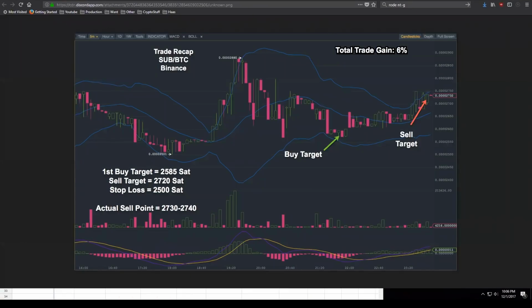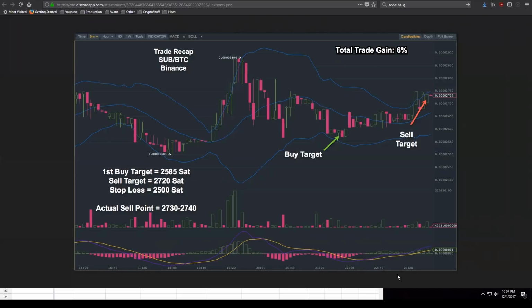A trade recap shows our entry targets, so our buy-in targets, our sell targets, our stop loss, and where we actually sold. And why do we make this? It's a bit for accountability. It's a bit to keep track of how we're doing, what trades we're entering, and also so we can show others where we made our trade and start a discussion.